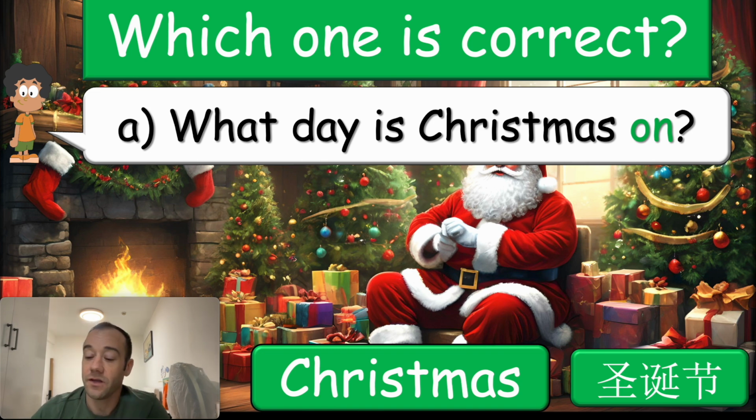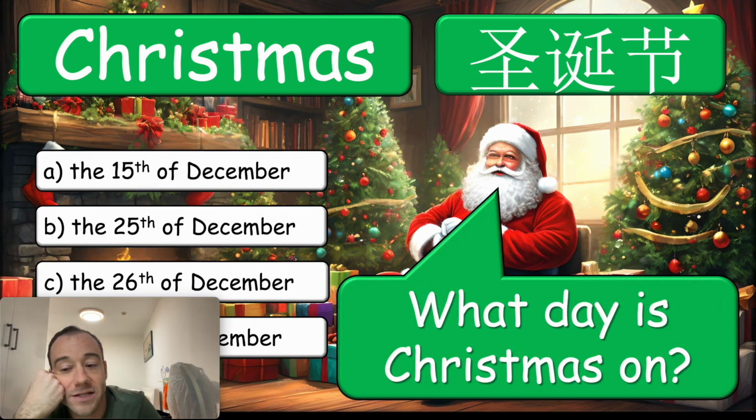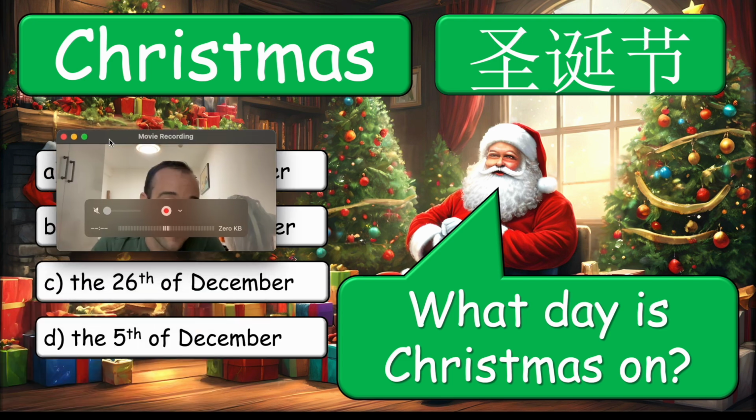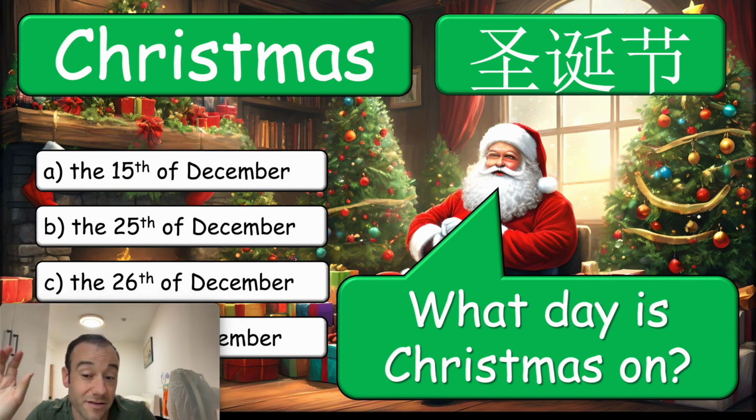Okay, and here you can, again, drill. So now you can test their knowledge. What day is Christmas on? Is it the 15th of December, the 25th of December, the 26th of December, or, blocking myself, the 5th of December? Now we're doing two things here. The first thing is drilling this question so you can hear it: what day is Christmas on? And then we're reviewing and practicing the ordinal numbers. The 15th of December, the 25th of December, using this word of.